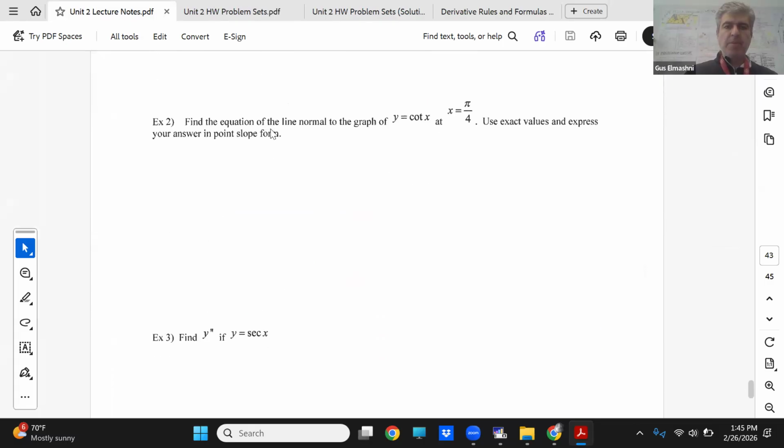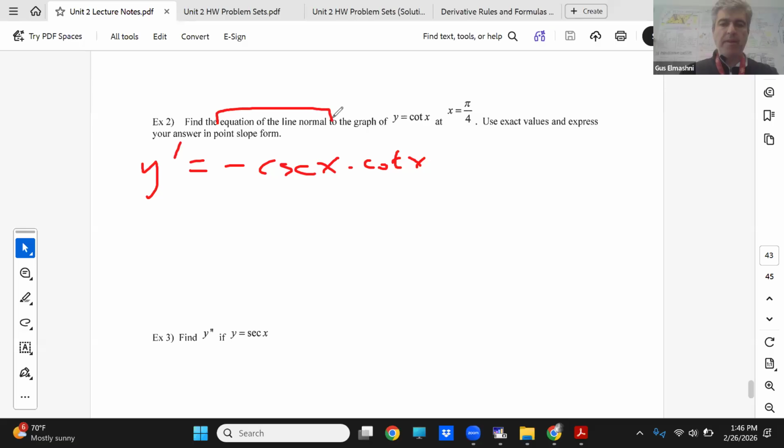Okay, next up, example 2. So y prime, guys, quiet, is negative cosecant x times cotangent x. And you're asked to write the equation of the normal line.